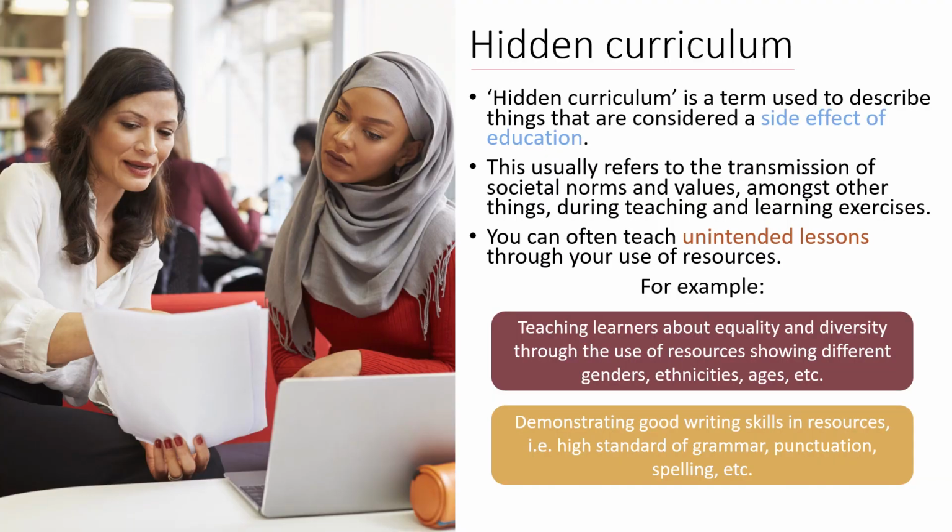Hidden curriculum is a term used to describe things that are considered a side effect of education. This usually refers to the transmission of societal norms and values, amongst other things, during teaching and learning exercises. You can often teach unintended lessons through your use of resources. For example, teaching learners about equality and diversity through the use of resources showing different genders, ethnicities, ages, etc. Demonstrating good writing skills in resources, i.e., a high standard of grammar, punctuation, spelling, etc.